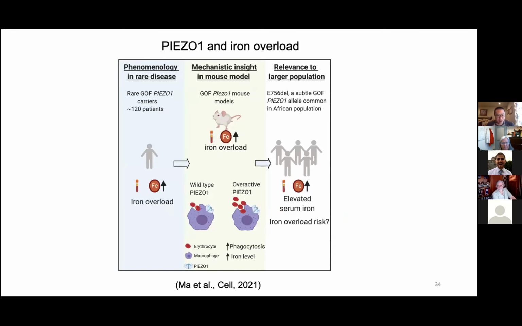To summarize this part, I started with an unexpected but interesting phenotype in the xerocytosis patients. And then I used tissue-specific animal models to learn something about mechanotransduction dependent on PS1 in macrophages and iron metabolism. And eventually, I showed the potential relevance of this gain of function PS1 to the larger African American populations. Hopefully, this highlights the importance and the power of combining human genetics and mouse genetics.